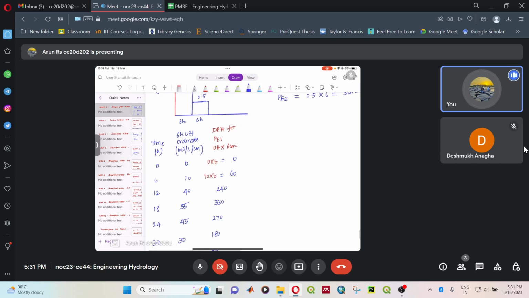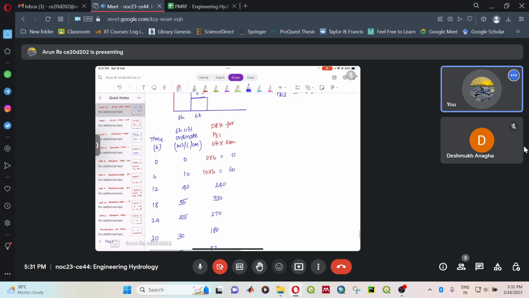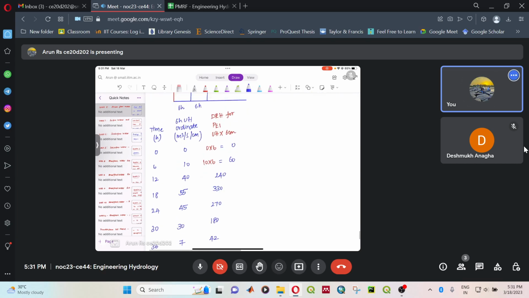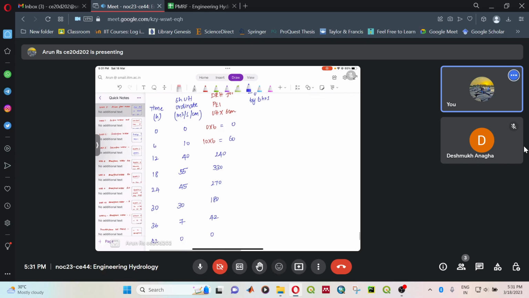Now next step is to find out the DRH for the second event. But the second event happens after 6 hours. So before that we need to lag the unit hydrograph by 6 hours. So I am going to lag the second column by 6 hours. So it will be 0. So I am bringing it here.